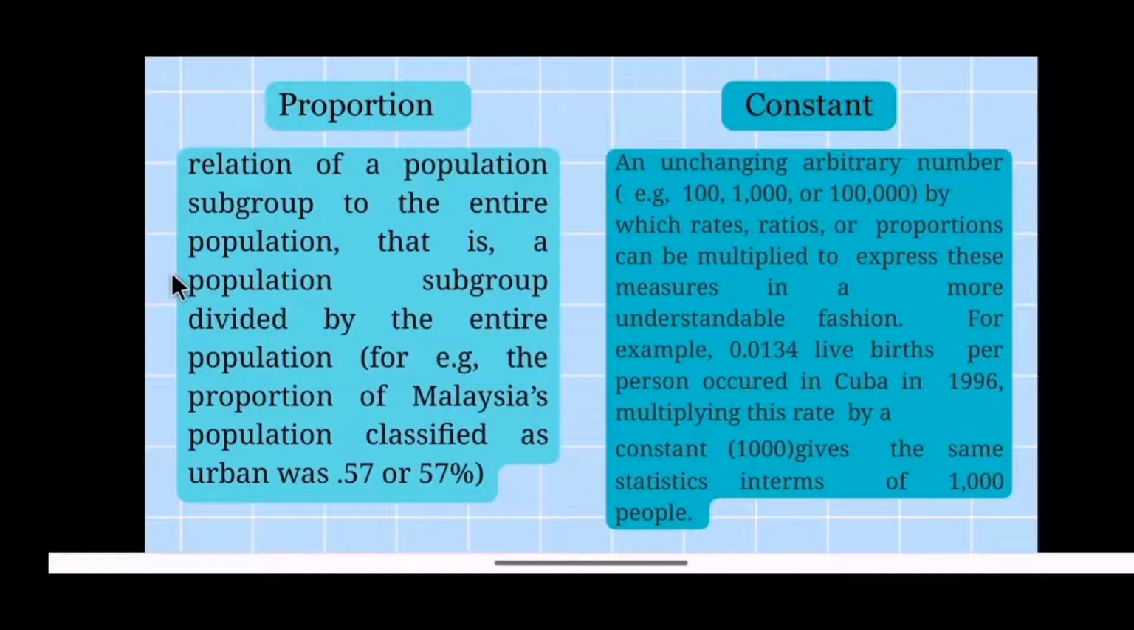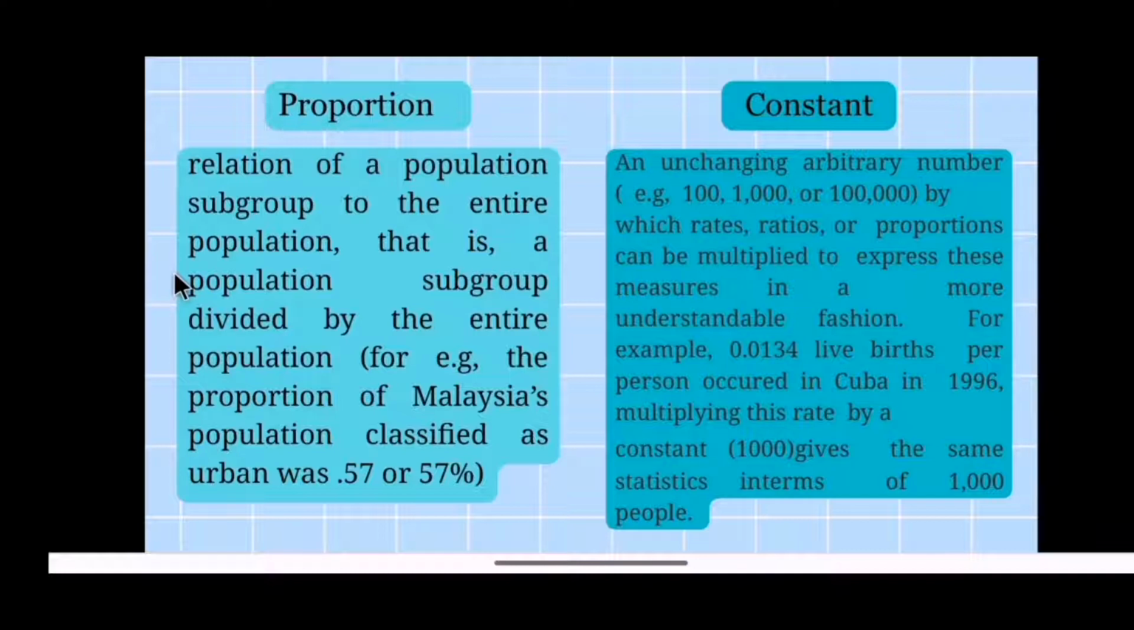And constant are the unchanging arbitrary numbers. For example, 100, 1,000, or 100,000, by which ratios or proportions can be multiplied to express these measures in a more understandable fashion. For example, 0.01 live births per person occurred in Cuba in 1996. Multiplying this rate by a constant 1,000 gives the same statistic in terms of 1,000 people.